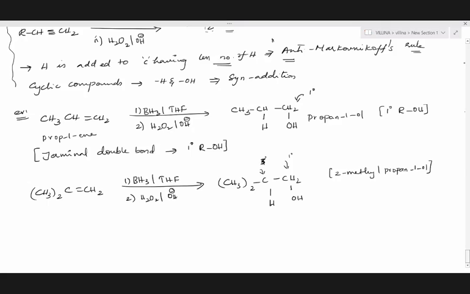Ma'am, could you explain the point regarding cycles? Yes, I will explain. I just made you write it down. I will explain in the next part when I'm explaining with examples. Don't worry, I will explain.